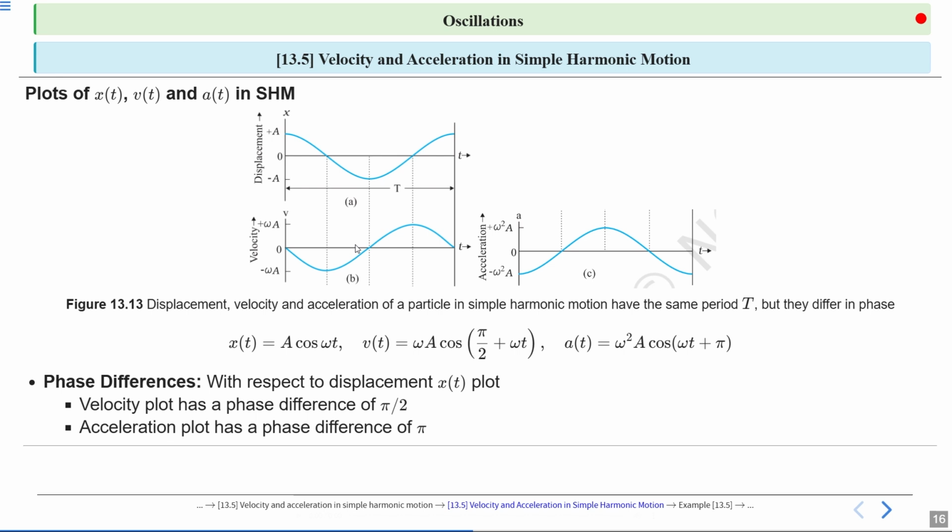Next, the acceleration plot has a phase difference of pi or 180 degrees compared to the displacement. Alright, this means acceleration is always in the opposite direction to the displacement. So when the mass is at its maximum position, acceleration is maximum negative, pulling it back toward the center. This is a key feature of SHM. The restoring force, and thus the acceleration, always points back toward the equilibrium position.